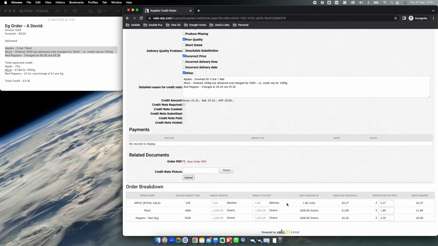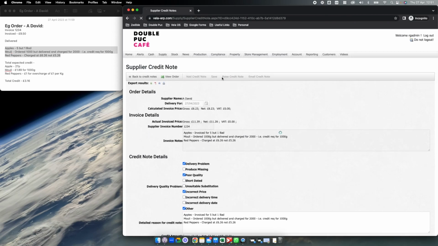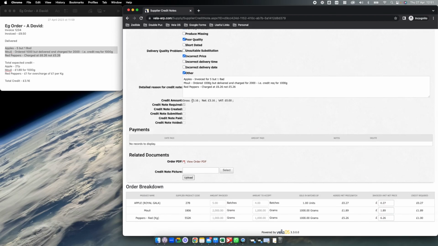So we're almost at the end now. We've updated the amounts of invoiced and amounts to accept, but the last issue is the invoiced unit price. So the agreed price was £5.26, but the invoice price is £6.26. Okay? And then I'm going to save that. Boom. We're expecting a credit note for £3.16.